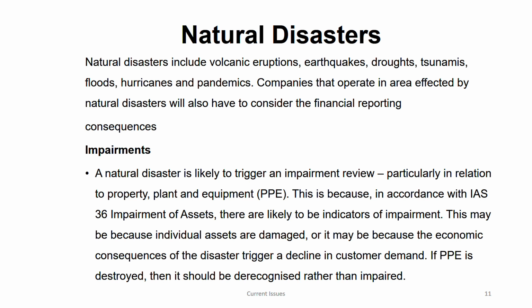So according to IAS 36, this natural disaster is an indicator of impairment. If this exists, it means it's an indicator of impairment. Because maybe the individual assets are damaged, or as an economic consequence of this natural disaster, there is a decline in customer demand. It does not matter whether your individual asset is damaged or customer demand declines. Both of these are indicators of impairment. If any one of these is there, it is a sign that your asset has impaired.